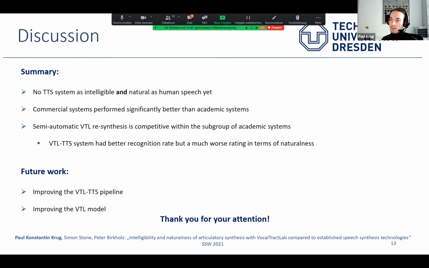Starting points for this are, for example, the noise sources that are active during the simulation, because the noises are very important for the intelligibility of consonants and consonant clusters. And if there are still questions, I will be happy to answer them now.